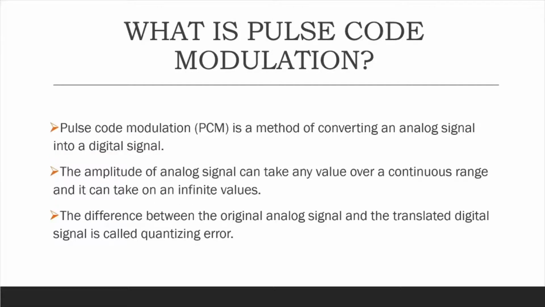So, what is pulse code modulation? Pulse code modulation, or known as PCM, is a method of converting an analog signal into a digital signal. The amplitude of an analog signal can take any value over a continuous range, and it can take on an infinite number of values. And lastly, the difference between the original analog signal and the translated digital signal is called quantizing error.